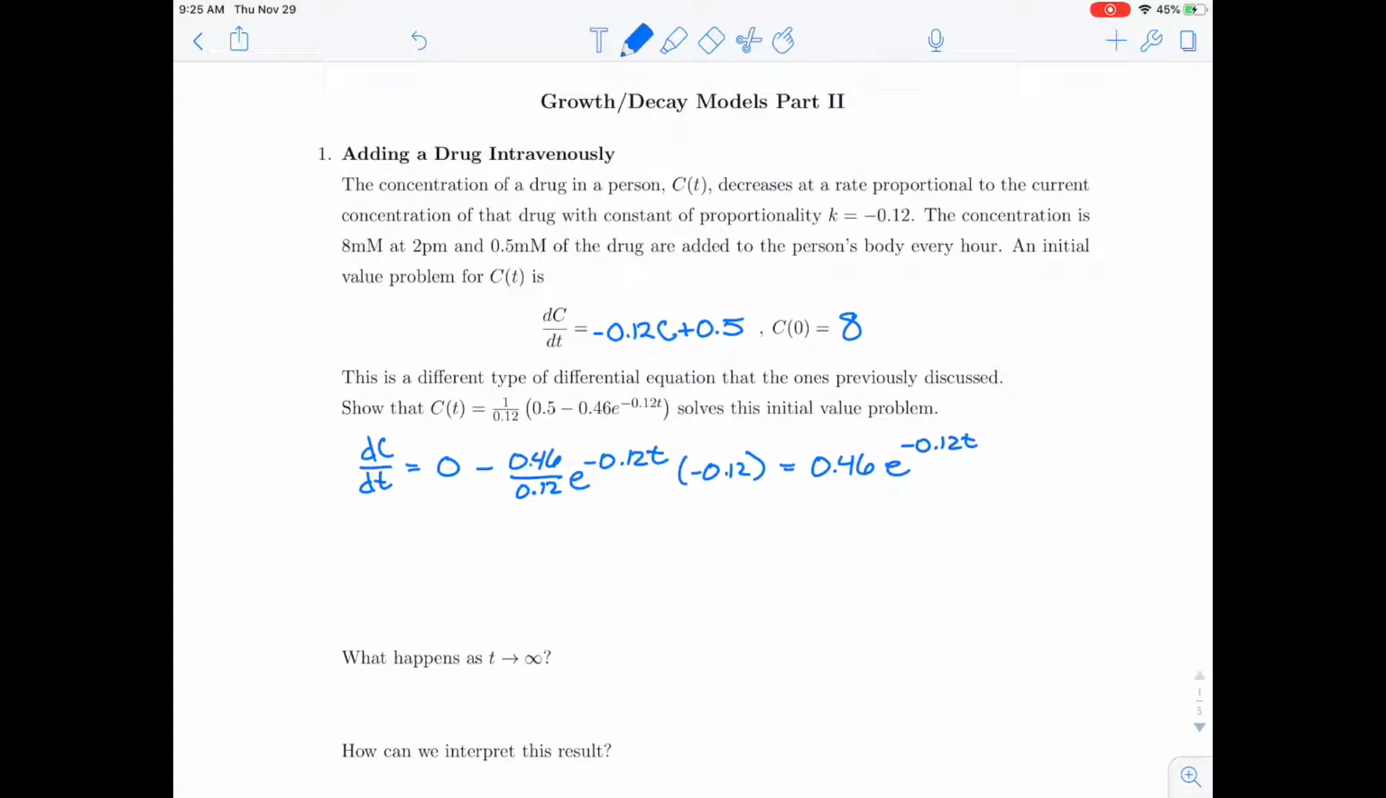Now we need to show that that's equal to negative 0.12 times the function C plus 0.5. So we will do negative 0.12 times the solution, which is 1 over 0.12 times (0.5 minus 0.46 e to the negative 0.12 t), and then we will add 0.5. So we've substituted in our solution for C.